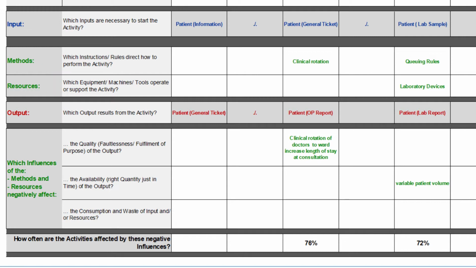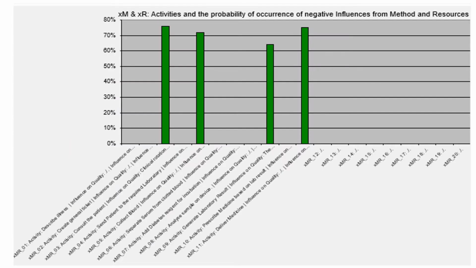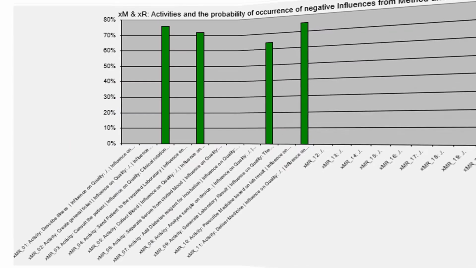Activities, methods and resources then help us to identify the triggering influences in the process which have a negative impact on quality, availability and consumption. The final evaluation of these triggers also here leads to a ranking of the negative influences in the process.